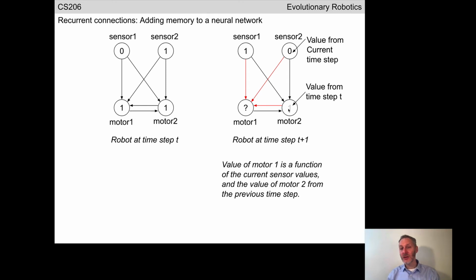Okay. So you can see now that however motor 1 is going to behave, its behavior is a function of what it currently senses at sensor 1 and sensor 2. And it's also a function of its previous internal state, which is being stored in the values at motor 1 and motor 2. So we've introduced a little bit of memory to the neural network. So far, so good? Any questions?